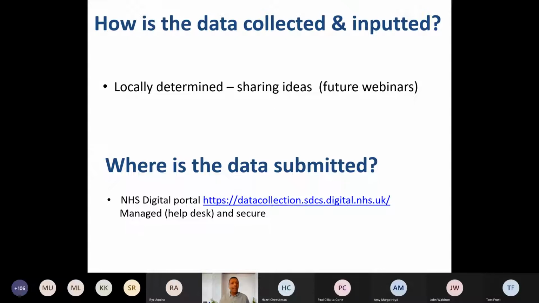Where is the data submitted? It's submitted via this portal, and Tom, who's on the call with me later, might be able to tell us more about this specifically. How do you register or get access to this portal? Tom asked me to make the point that this is a managed help desk, meaning that if you have a problem, there are people on the other end that you can contact who will support data input. And it's also secure from an IG point of view.